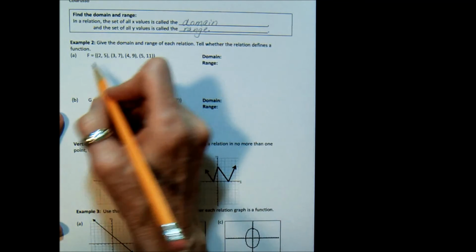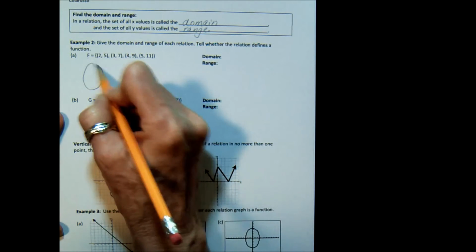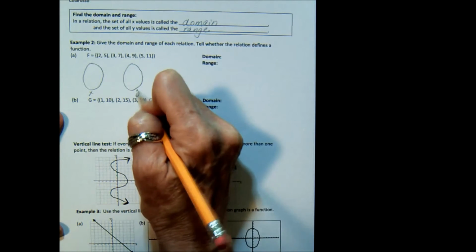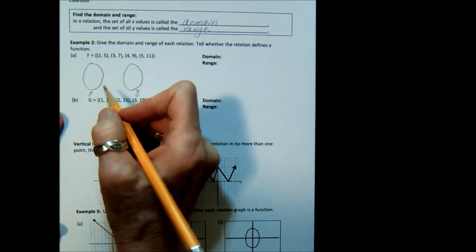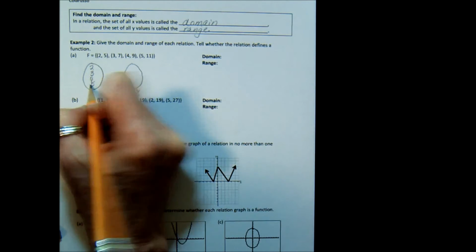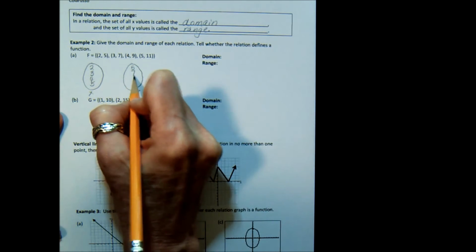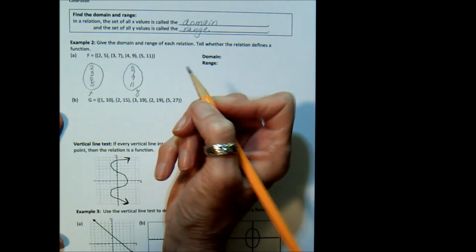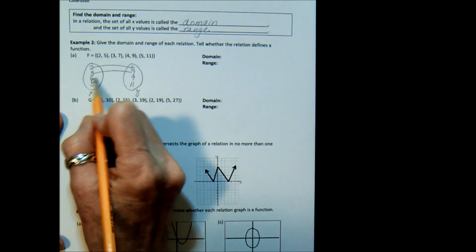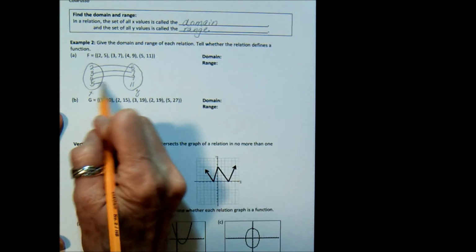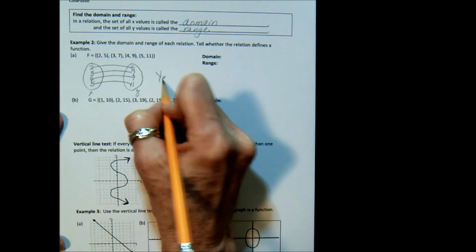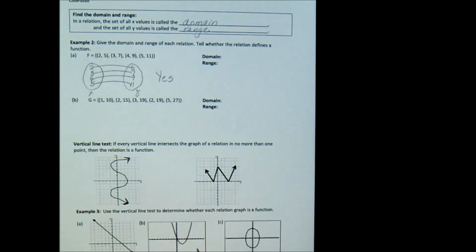And I'm given a set F. So we're going to use our mapping simply because, again, I think it's the easiest way to see if a set is a function, a relation. So my x's are 2, 3, 4, and 5. They go to 5, 7, 9, and 11 as my y's. So 2 maps to 5, 3 corresponds to 7, 4 relates to 9, and 5 goes with 11. Is it a function? Yes, it is a function because every x only goes to one y.